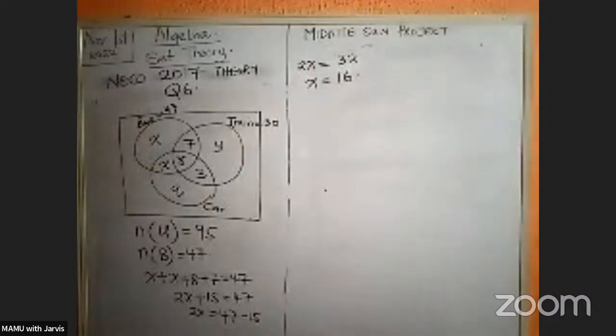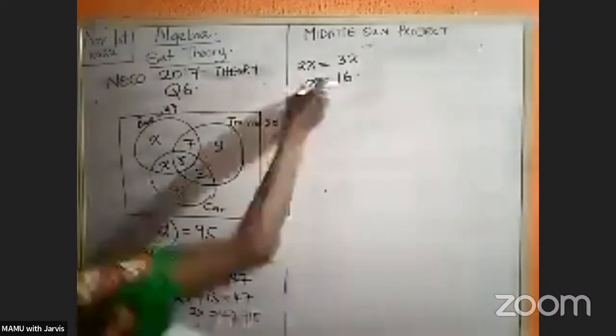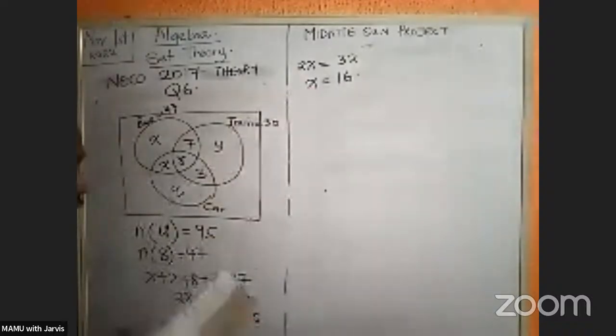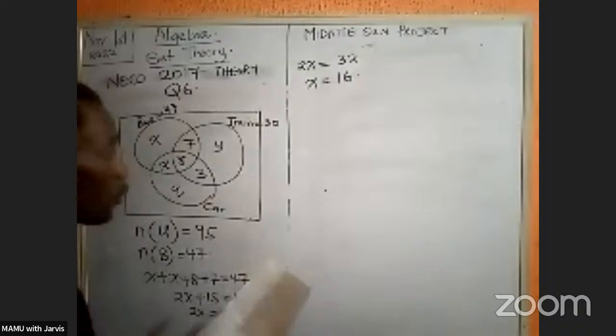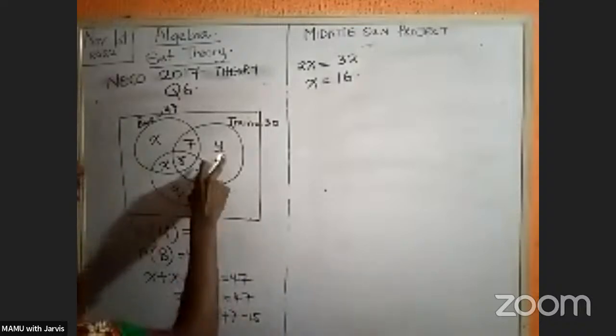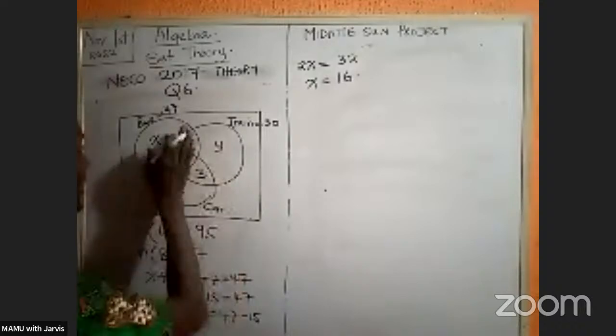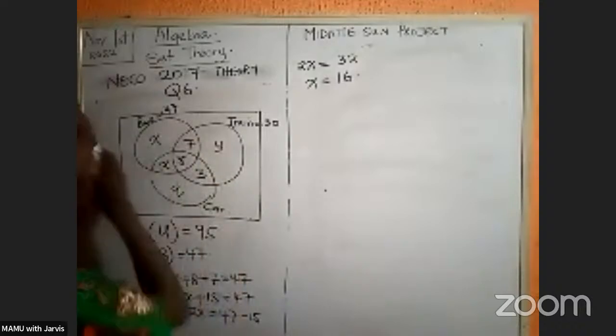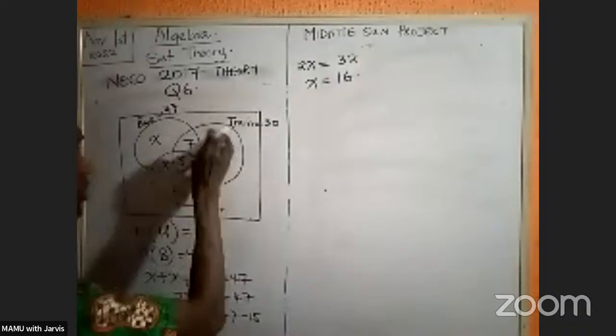So what I've done is to find the value of x. Now the next question says, the number who traveled by train only, and that is y. Those who travel by train only is y. That is, they neither have any relationship with bus or with car. And that's just this column here.